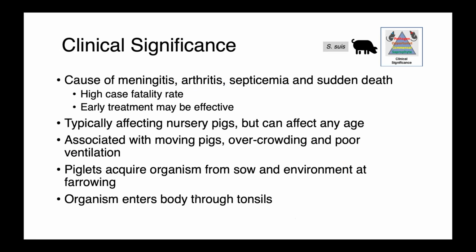Streptococcus suis in pigs is a cause of meningitis, arthritis, septicemia, and sudden death. It has a very high case fatality rate, although if caught really early, treatment may be effective. We typically see disease in nursery pigs, so younger animals, but any age can be affected. Strep suis infections are associated with moving pigs, overcrowding, and poor ventilation, so stressful conditions. And the pigs are thought to acquire the organism from the sow and the environment at farrowing. The bug enters the nostrils, and if it causes an infection, it's thought to do so by entering the tonsils.